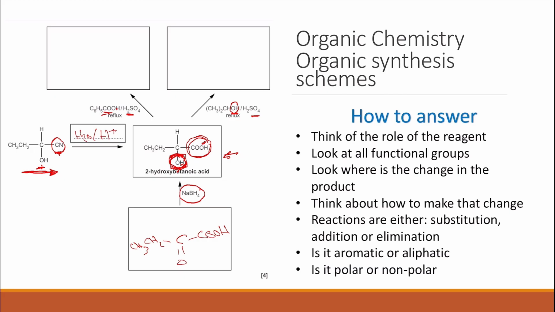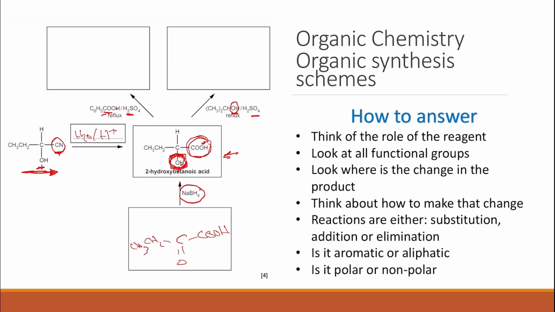Here, everything is aliphatic. If it's aromatic, then we need to consider the aromatic type of reaction. Think of whether it's polar or nonpolar, because with a polar compound, we are looking at the functional group, and then everything happens on the functional group, basically. Sometimes they give you a new reaction you have never seen before and ask what the product would be. So how do we answer these?